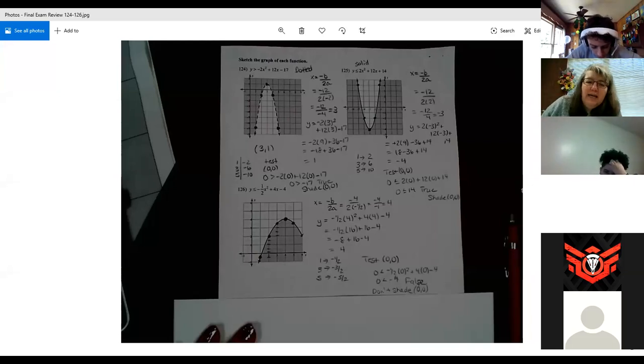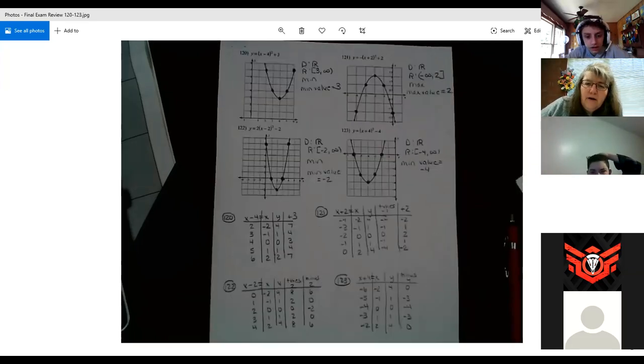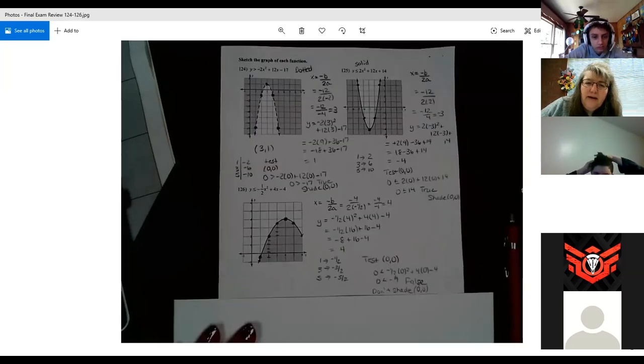You've got to shade when you do the inequality ones. You graph the parabola just like normal. You make it solid or dotted, and then you have to shade. The bottom one's weird, 126, because of the third.